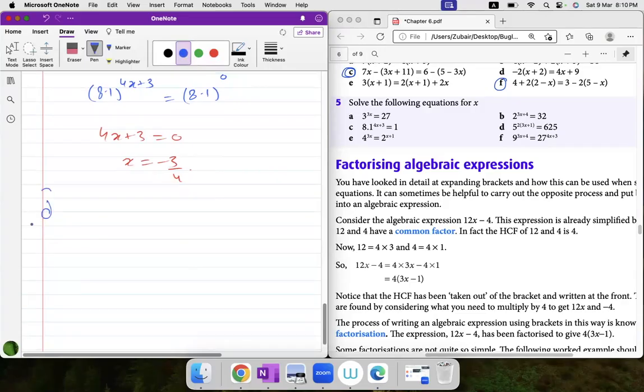D part. Is that readable? Yeah. 5 raised to the power 2 into 3x plus 1. 5 raised to the power of 3 equals 5 over 4. 5 cubed is 125. Okay.